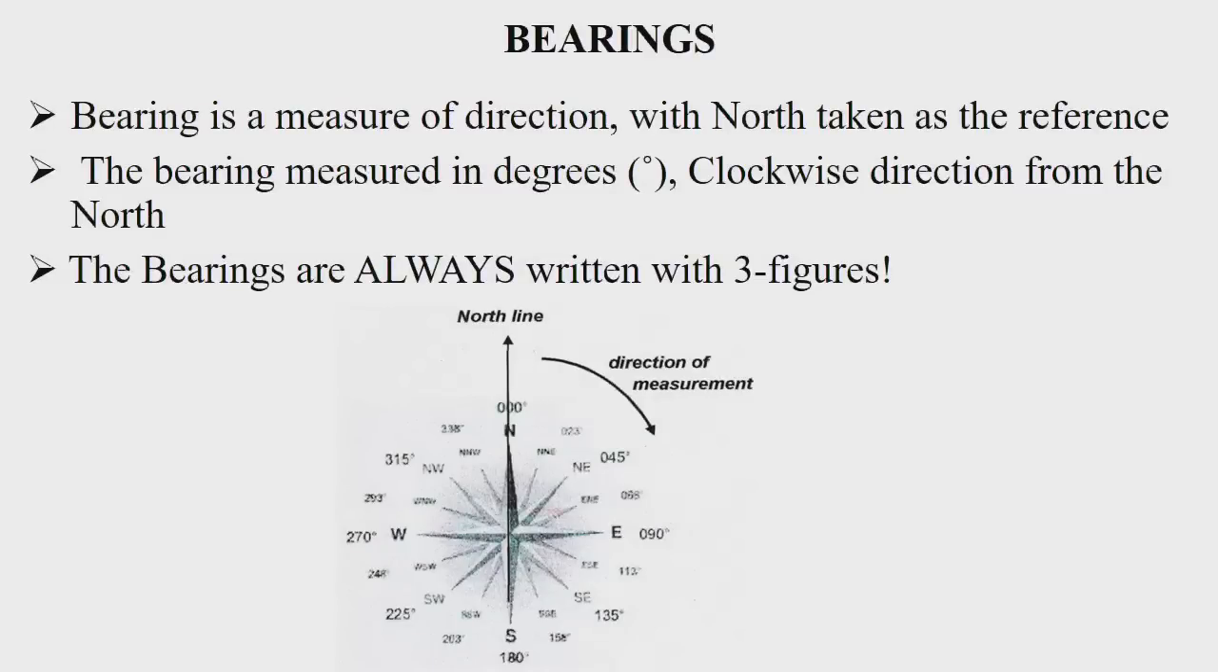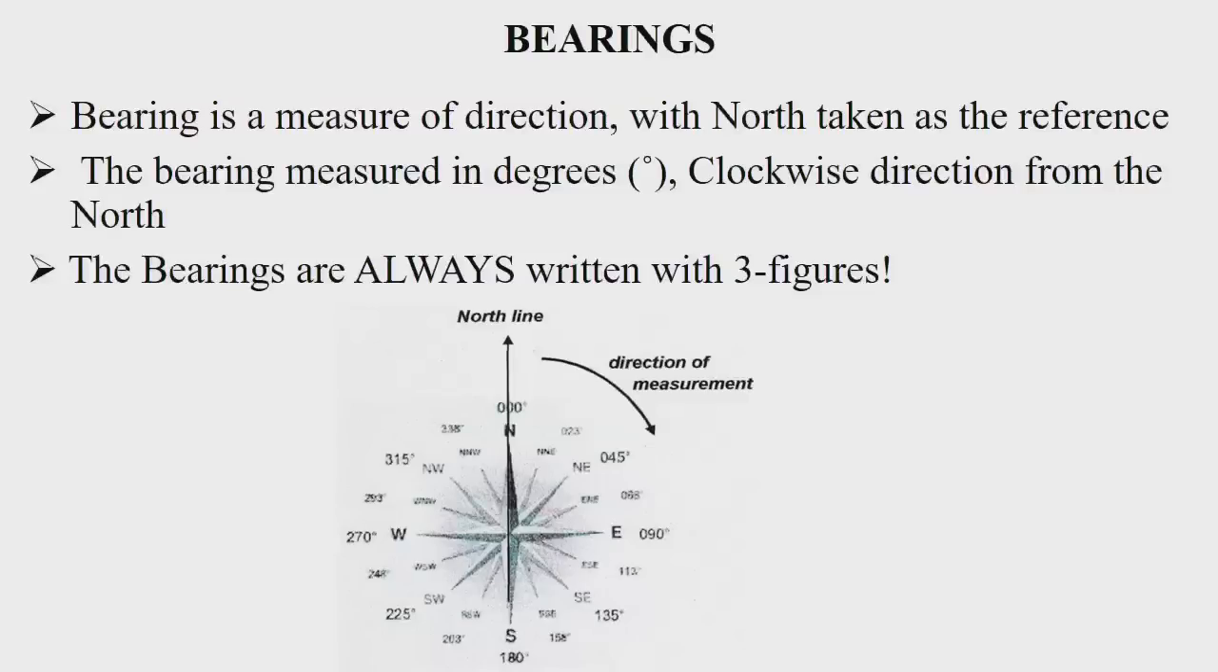Good. Then we continue. Now we understand. One of the topics is also bearings. Bearing is the measurement of direction, with north taken as a reference. The direction of north is very important. Bearing is always measured in degrees, and we always move clockwise. It's not like rotation where you rotate either clockwise or anti-clockwise. With bearing, we always move clockwise. Clockwise means the way the clock moves.